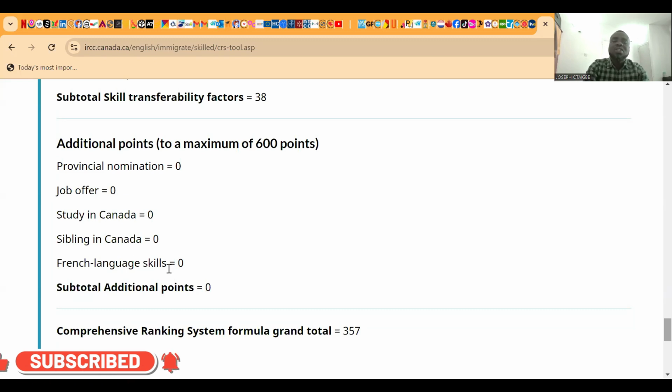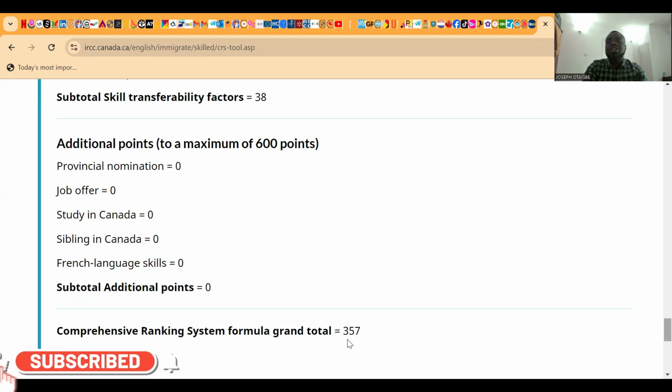Now, French language skills, you would have gotten points, supposing you can speak and understand French, and you write a test to that effect. So this would have given you points. Now, provincial nominee, it is when you go directly onto the provincial nominee aspect and get nominated by a province. You will get points there.